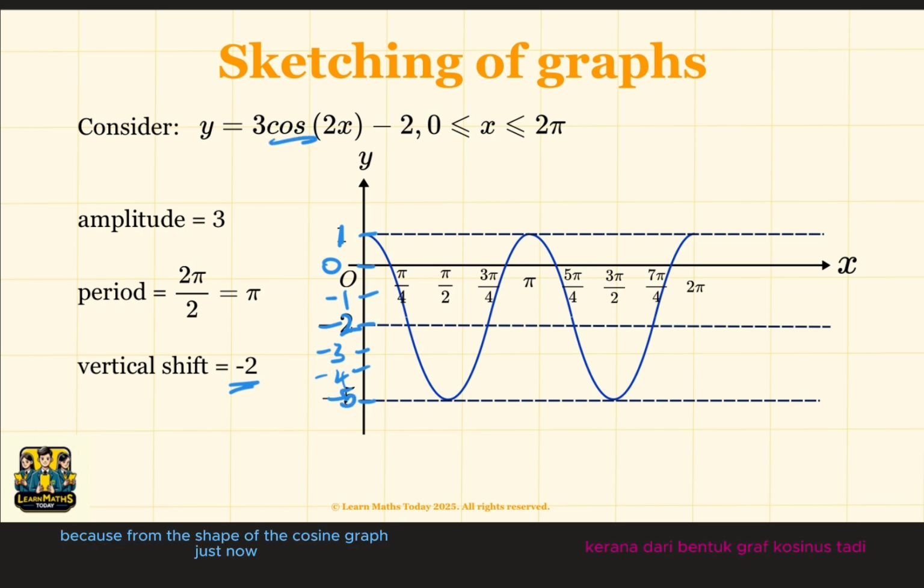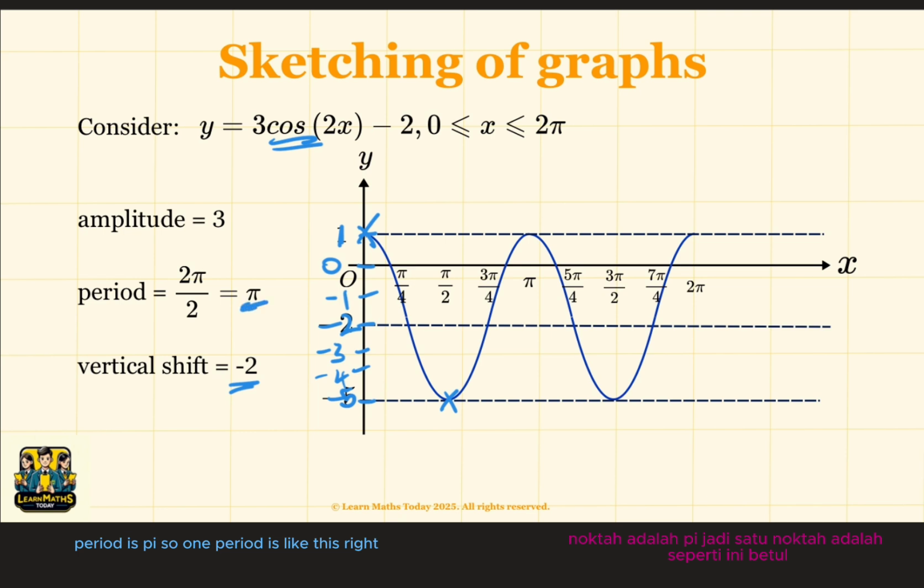And then from the shape of the cosine graph just now, the cosine graph actually starts at the maximum value. So cosine in this case starts at 1. Okay? And then it will end at minus 5. And the period, take note, period is pi. So one period is like this, right? And it ends at pi.